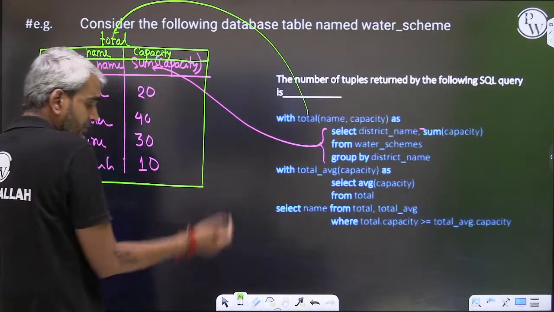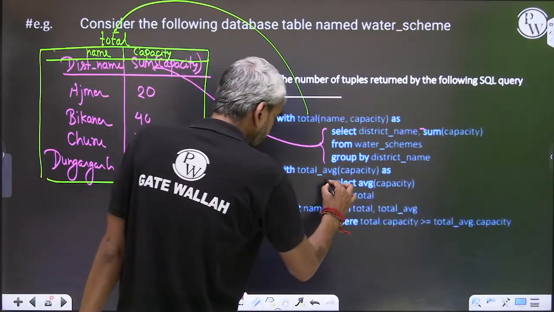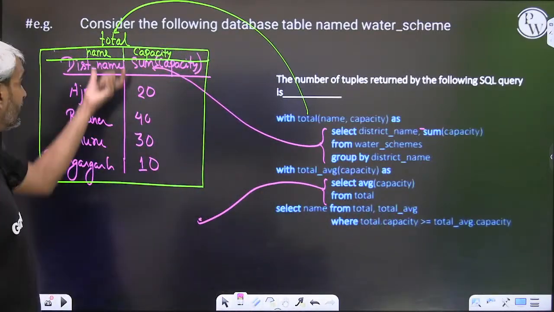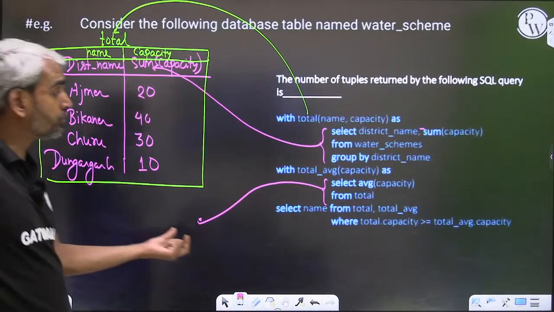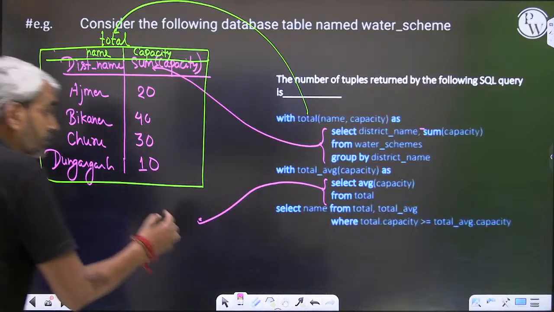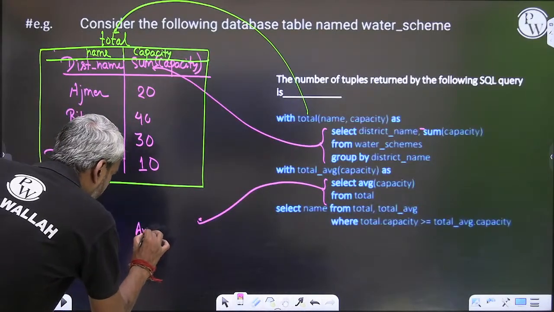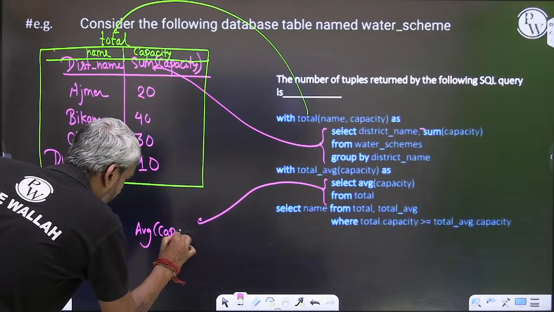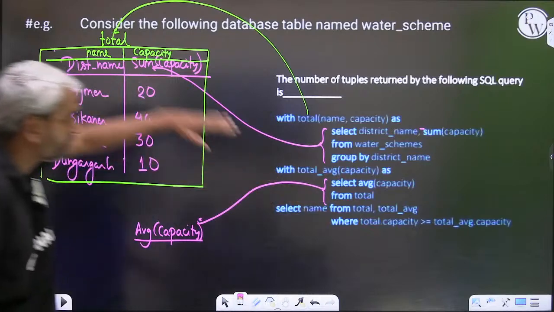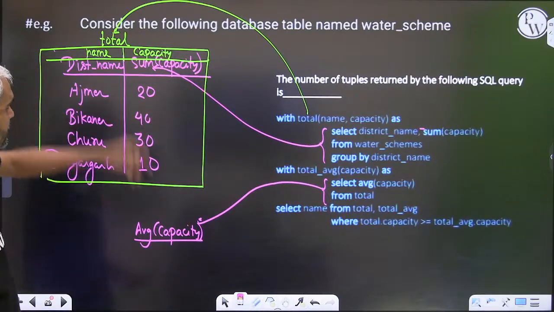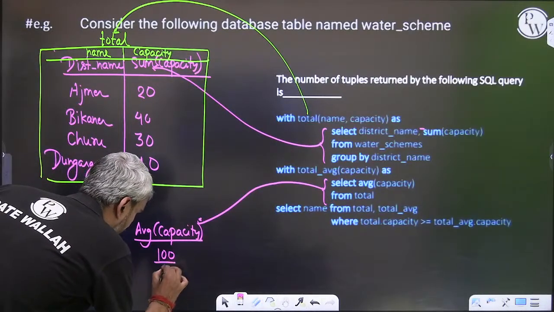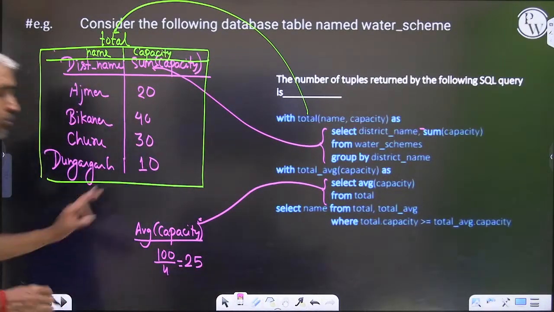Now what will happen? Now you will execute this second subquery. This second subquery actually works on the table total. So you will take the total table. In this total table, there is no where condition, nothing. You just need to perform the average of capacity. So you will get the average of capacity as the only attribute, and this will be nothing but the average of all the capacities in the table total. So it will be 20, 40, 30, 10, that is 100 divided by 4. That will be 25.